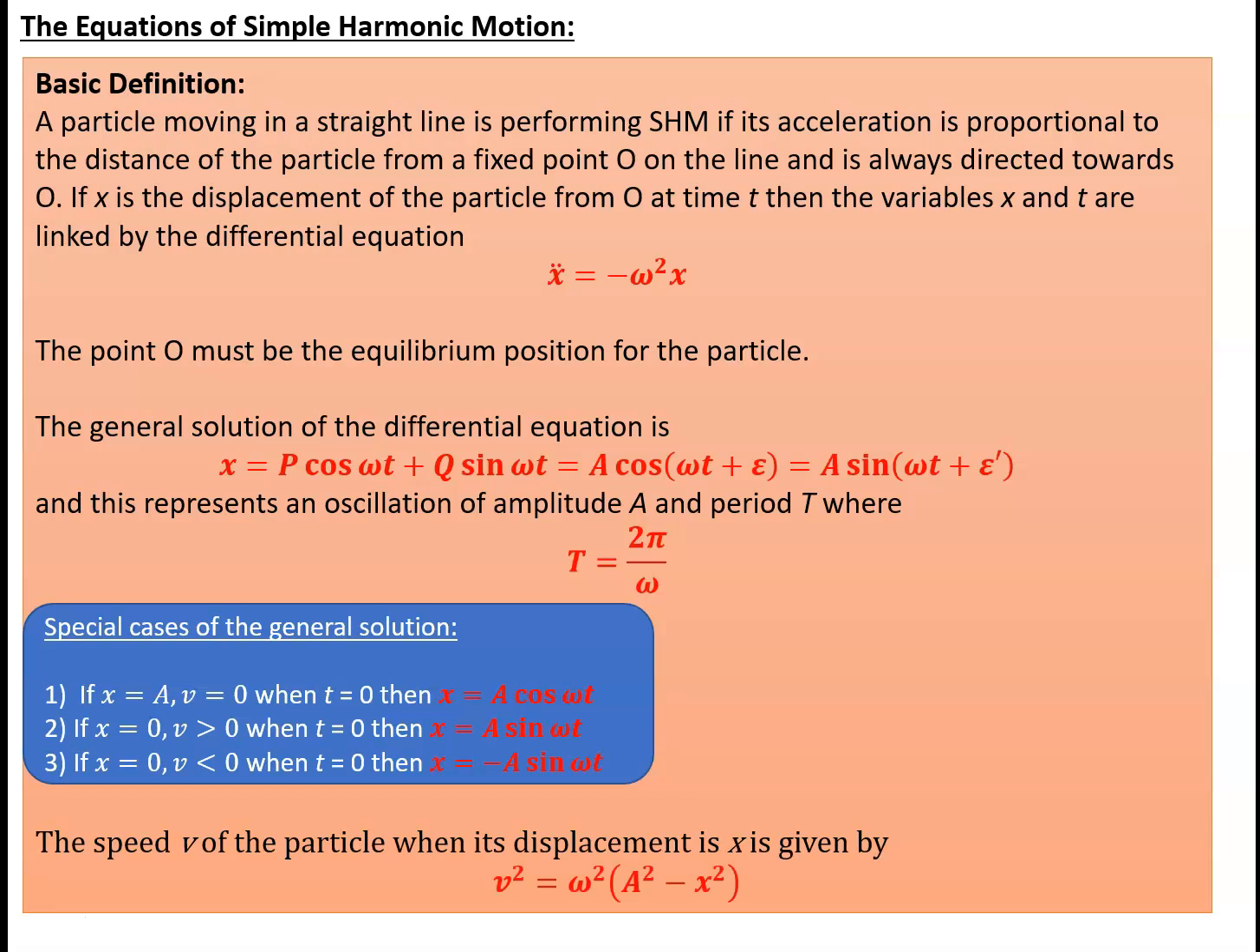And then finally, we showed that the speed of the particle when its displacement is x is given by v squared equals omega squared times a squared minus x squared.